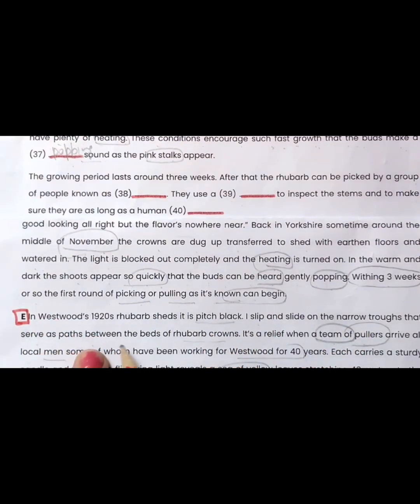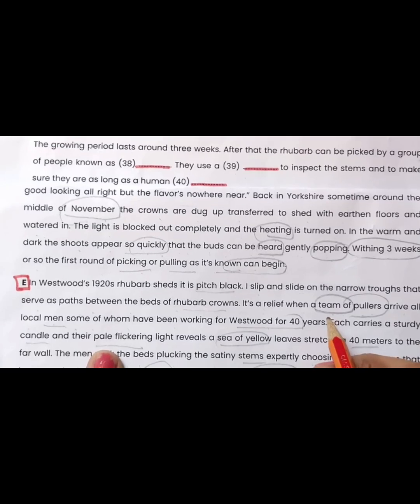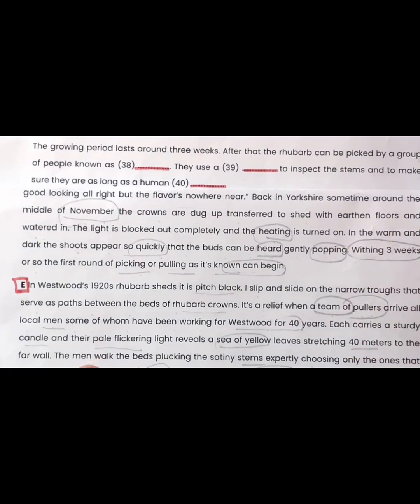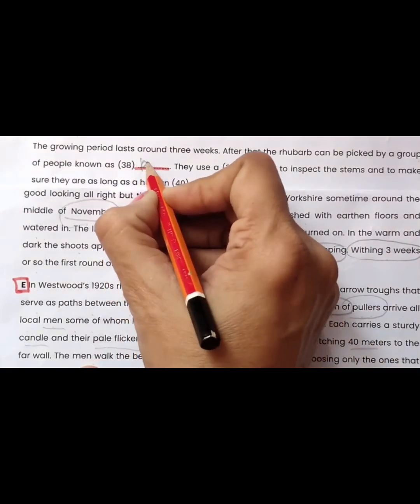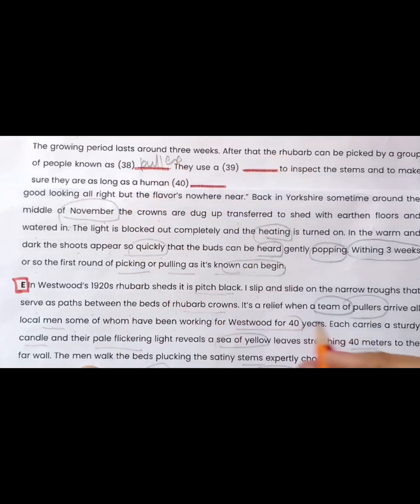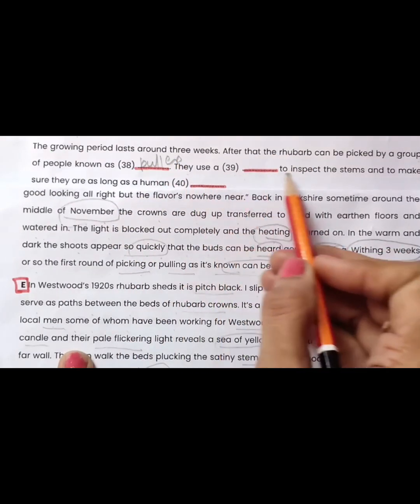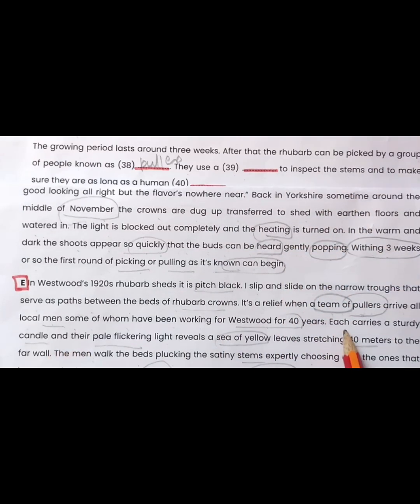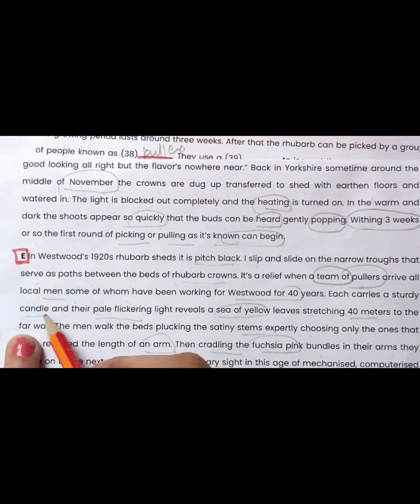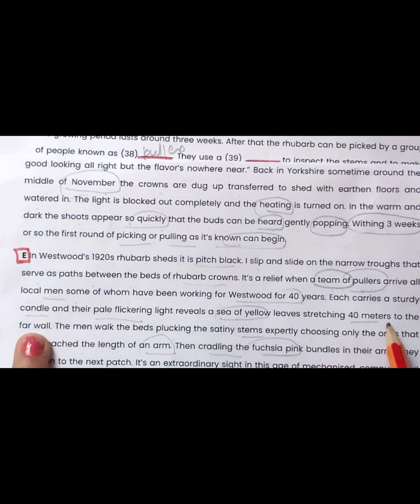Narrow paths that save a path between crowns. It is a relief when a team of pullers arrive, all local men, some of whom have been working for this. So they have paraphrased the things here. You can see this. So group of people, I will write right here, pullers. So a team or group means pullers. They use a dash to inspect the stem. Each carries a sturdy candle, and their pale flickering light reveals a sea of yellow leaves stretching.